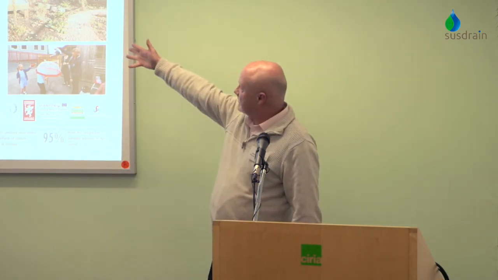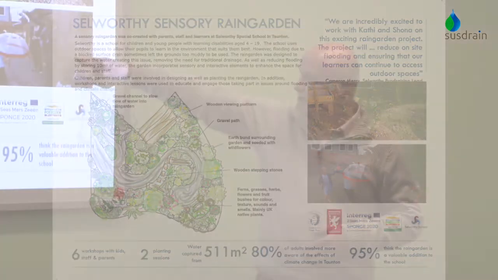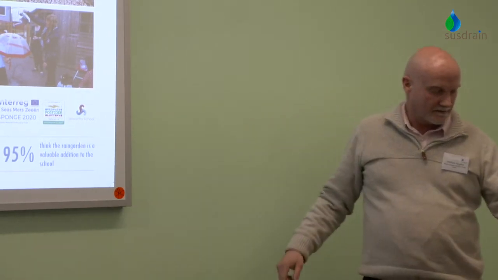So Selworthy Sensory Rain Garden, basically this is a special school for 4 to 19-year-olds. They had constant flooding in their playground, and they rely on their outdoor spaces an awful lot. But every time it rained, everything turned into a mud bath, and they couldn't use it for days. So we had, with the parents and the children, designed this sensory rain garden. There's lots of smelly features, food features around, and it takes a heck of a lot of water, that rain garden. So this is Shona, who's our education person, pouring water over a child, which is always good fun.